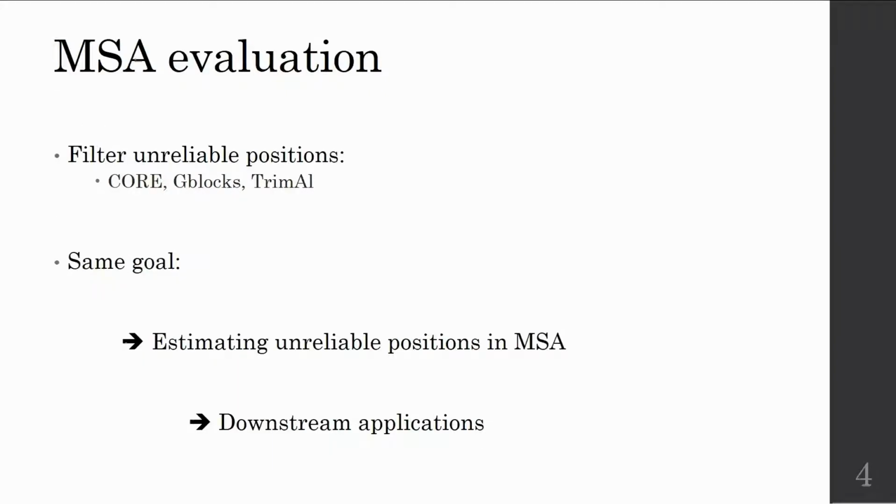You also have tools that filter unreliable positions, like CORE is also one of them, Gblocks and trimAl. What they do is they filter out residues or columns that have a low score or are considered unreliable, with which you can use the output for further downstream applications. But eventually, all these tools have the same goal, which is estimating unreliable positions in multiple sequence alignments, and if it is possible in your tool to filter these out and use your filtered output in further downstream applications like the construction of a phylogenetic tree.